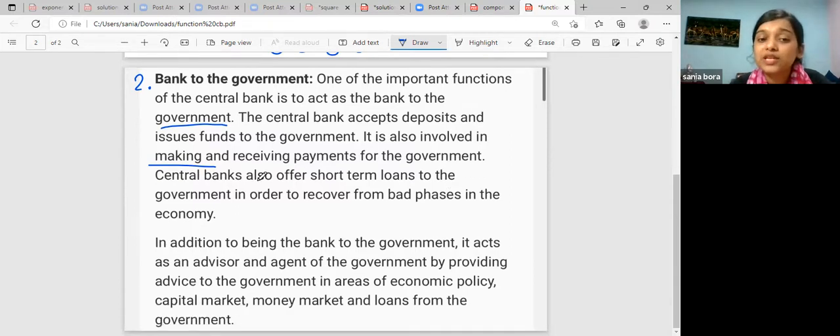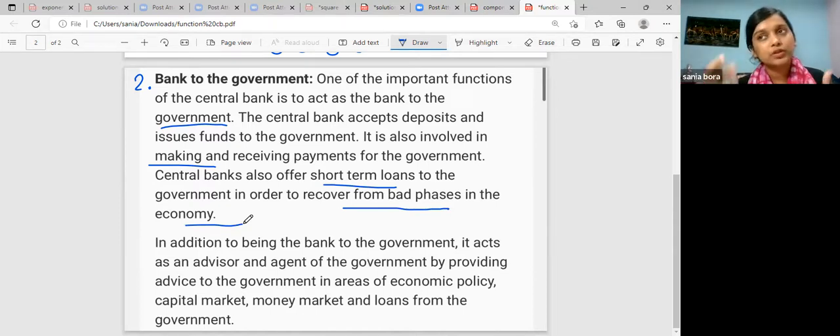The central bank also offers short-term loans to the government. For example, the government wants to construct something, so it needs money and loans. At that moment the central bank gives loans to the government so that it can recover from a bad phase in the economy. Why do we take loans? Because we don't have money and we are in a problem right now. The same is true for the government: when it is in a bad situation, it takes loans from the central bank.